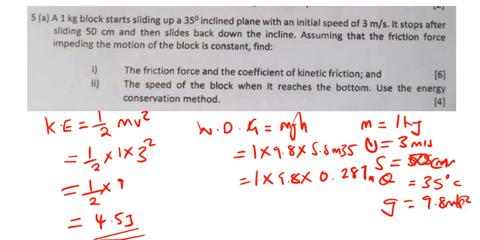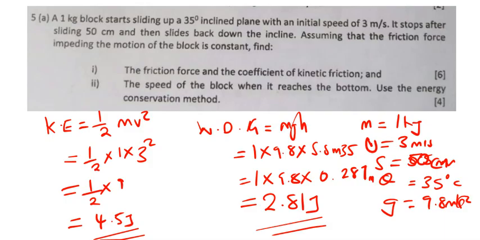Now that I've got this, I'm going to multiply it by 9.8. So the answer that I have, 0.287 multiplied by 9.8 multiplied by 1, I'm not going to put the 1, it's just 1. Multiplied by 9.8, it gives me 2.81 joules. So basically this is what we have as the work done against gravity.